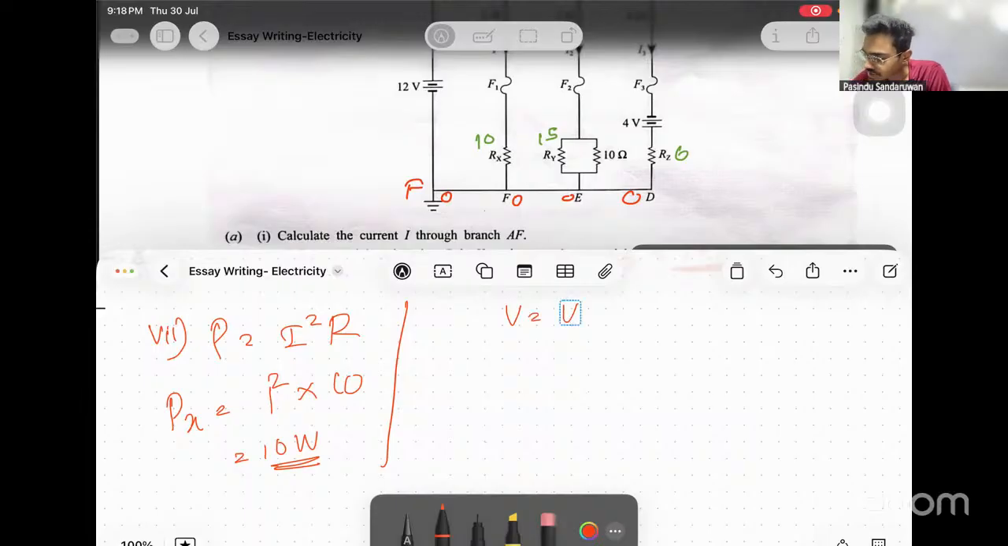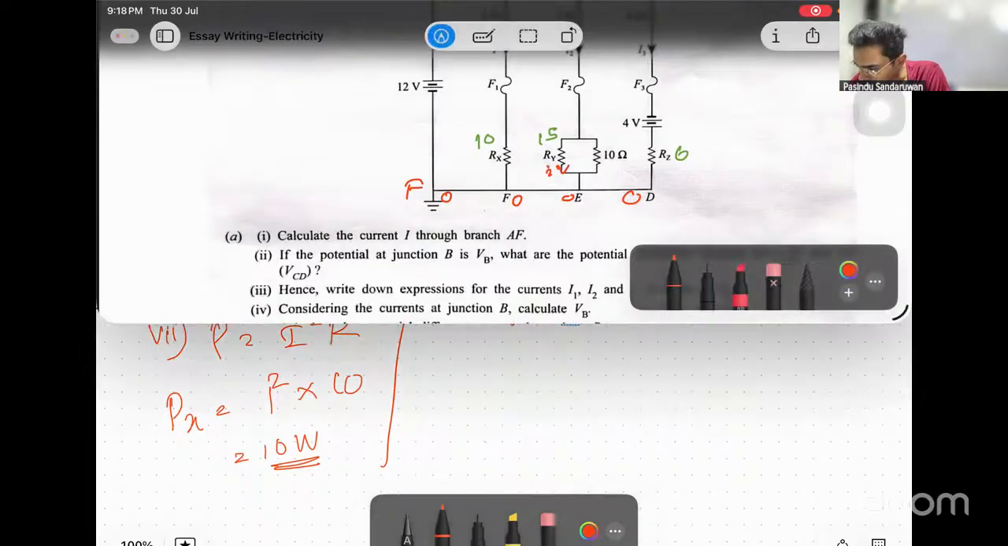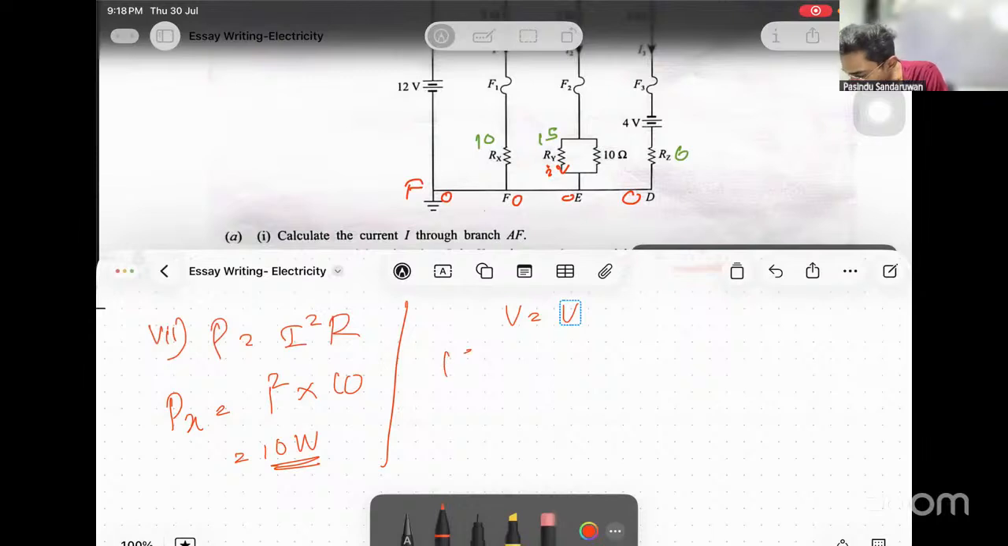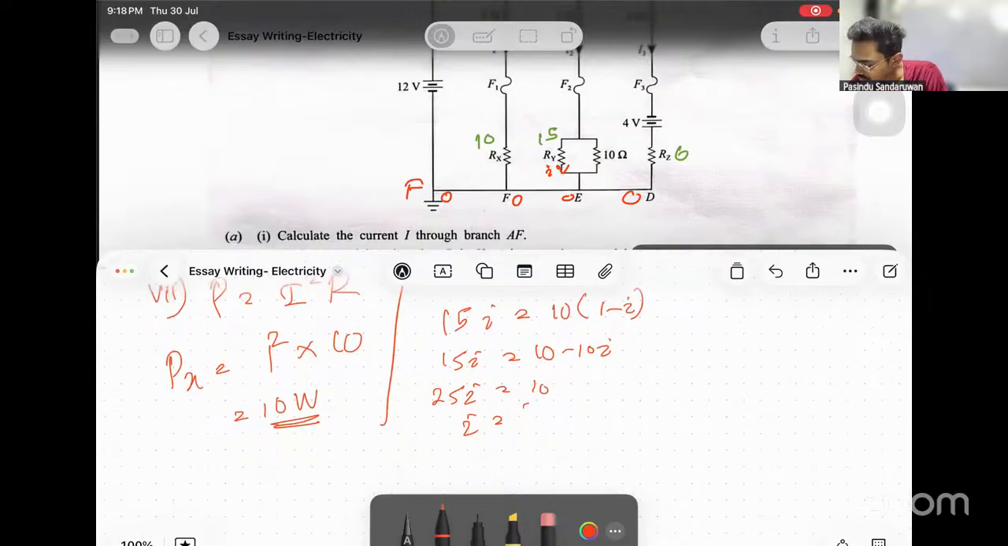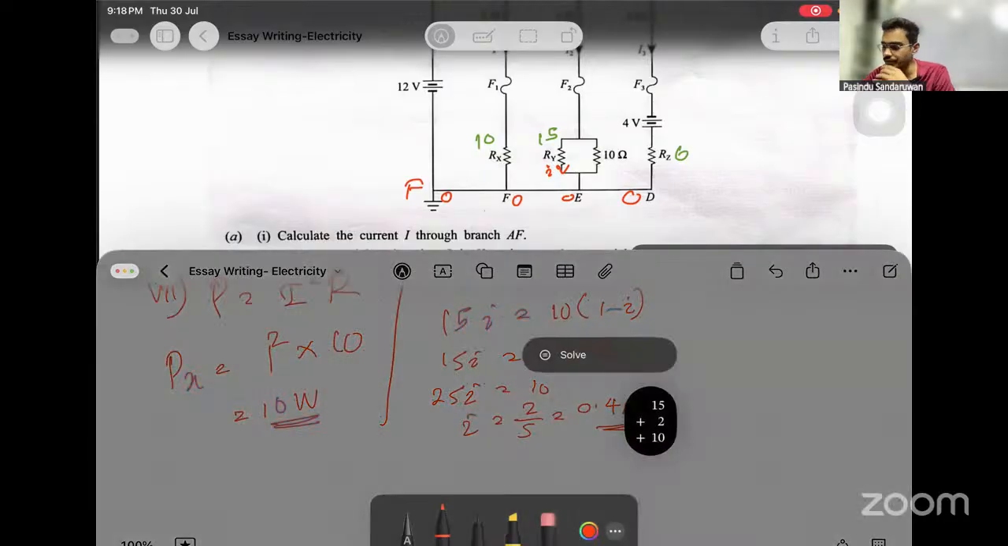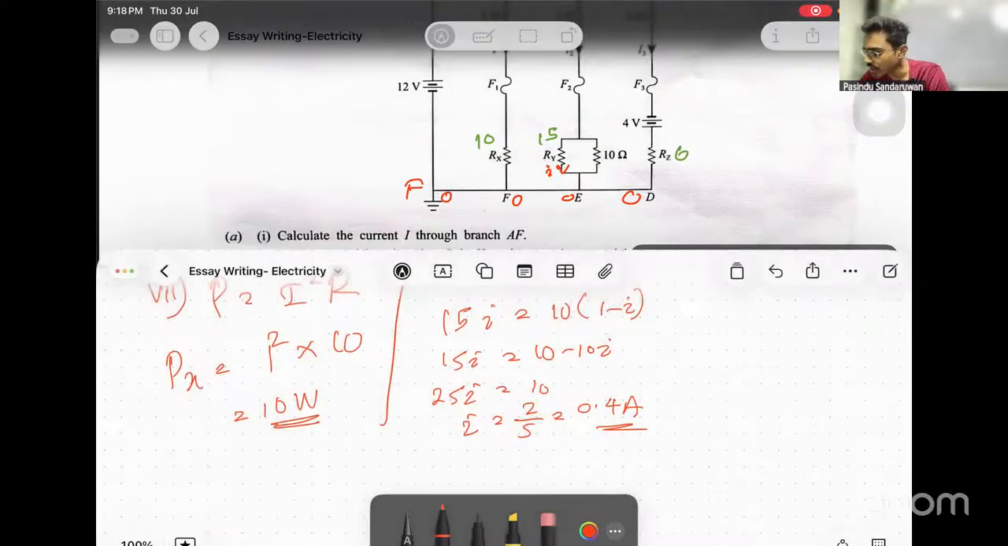V equals V. Let's say the current through this is small i. Then there is 15 times small i on one side, and on the other side 10 times (capital I, which was 1, minus i). Then 15i equals 10 minus 10i, so 25i equals 10, and i equals 2 over 5, which is 0.4 amperes. Then a current of 0.4 flows through Ry.